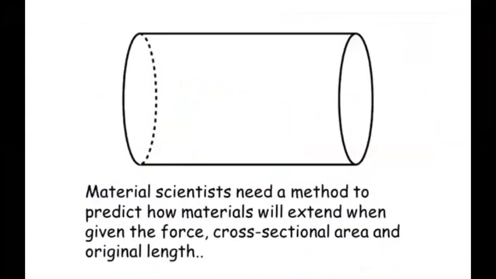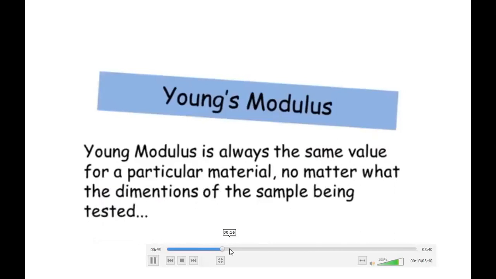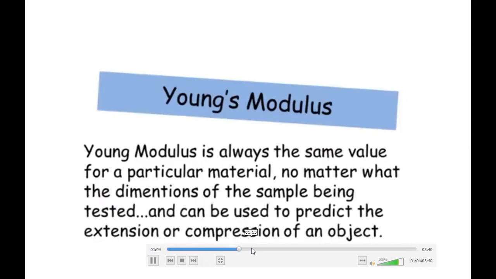So let's begin. Material scientists need a method to predict how materials will extend when given the force, cross-sectional area, and the original length of a material. Now, Young's modulus is a value that assigns a particular property, or you could think of it as the stiffness of a material. It's a value that's always the same for a particular material, no matter what the dimensions of the sample being tested. And it can be used to predict the extension or compression of an object. So how do you calculate it?